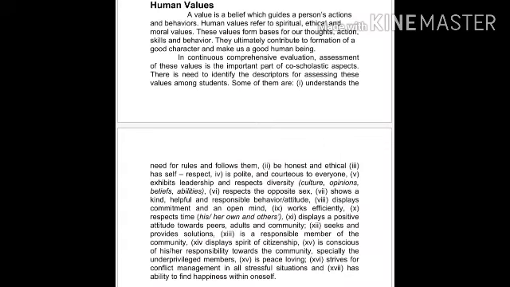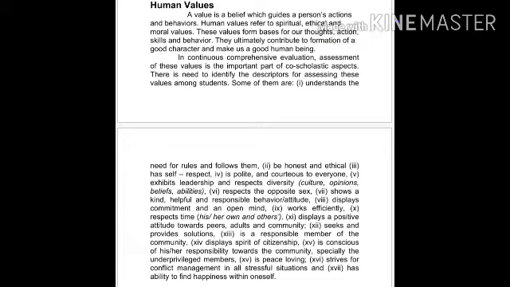The next life skill is human values. A value is a belief which guides a person's actions and behaviors. Human values refer to spiritual, ethical, and moral values. These values form the basis for our thoughts, actions, skills, and behavior. They ultimately contribute to the formation of a good character and make us a good human being.